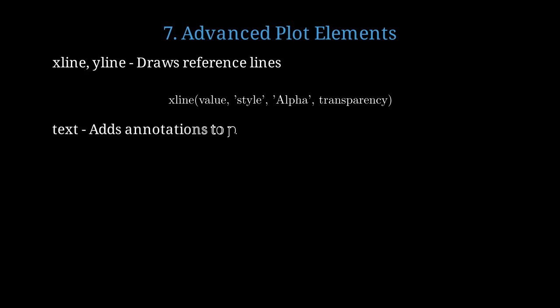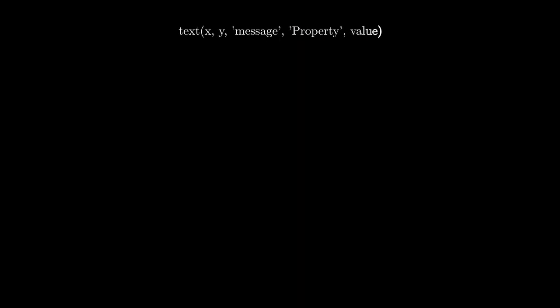The text function places text at specific coordinates on your plot. You specify X and Y coordinates, the text string, and optional formatting properties. Reference lines help mark important values on your plots.